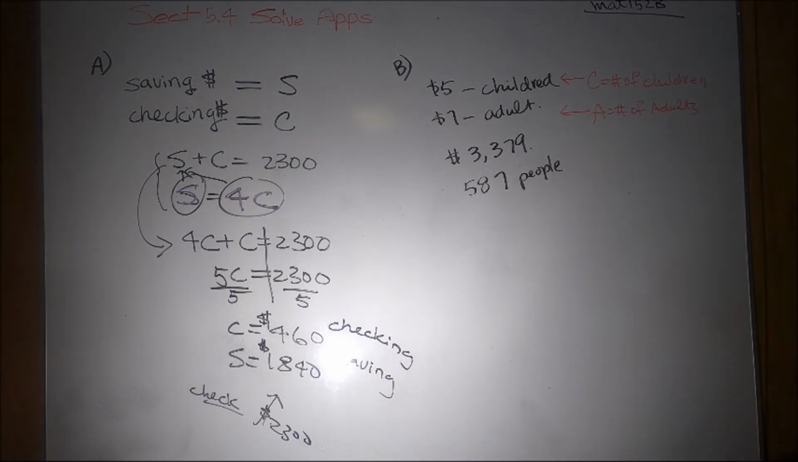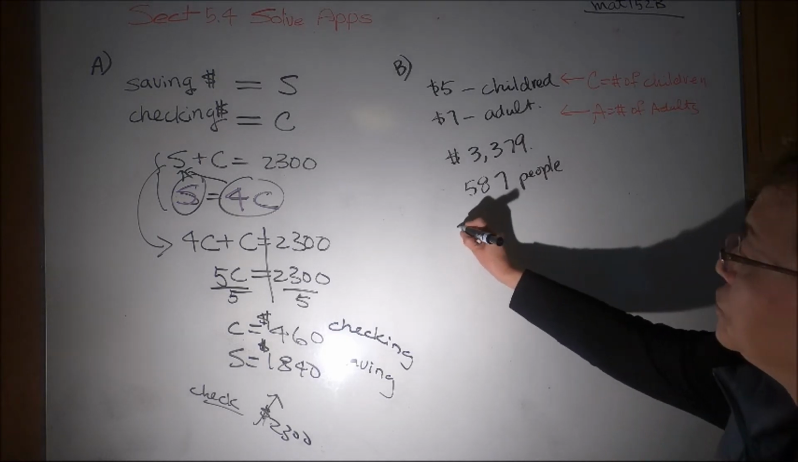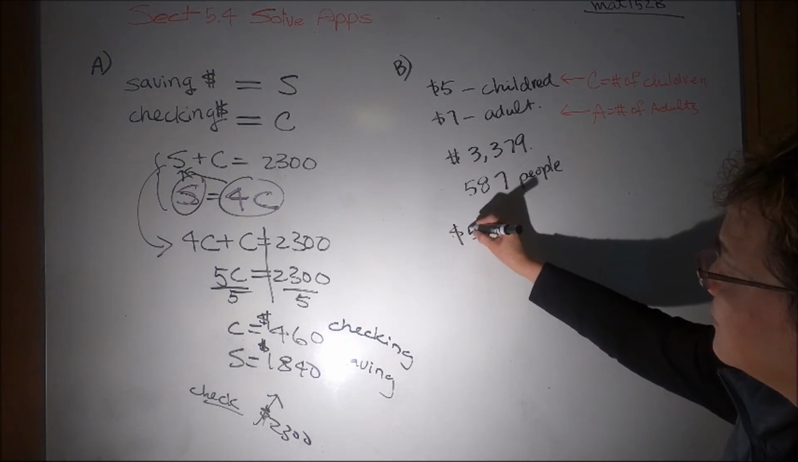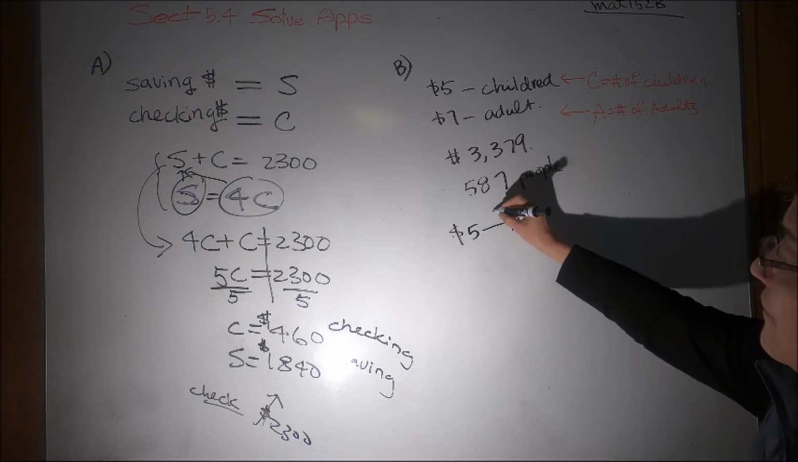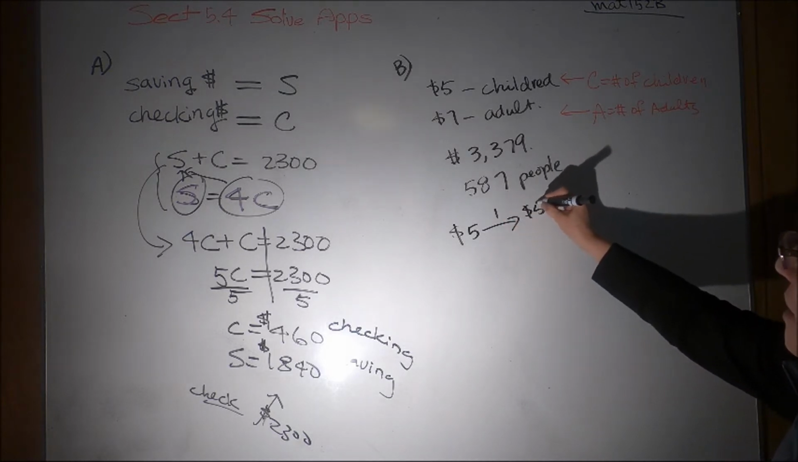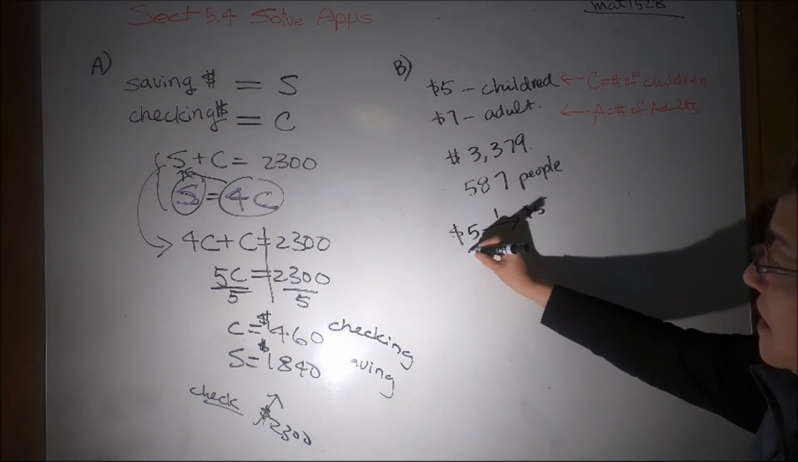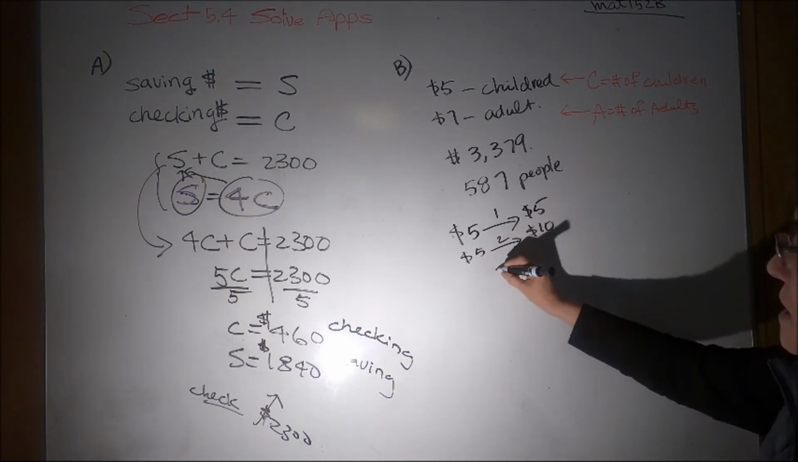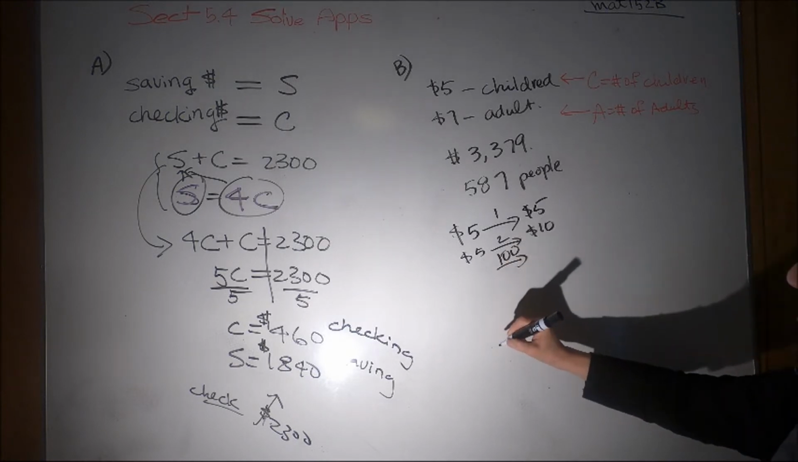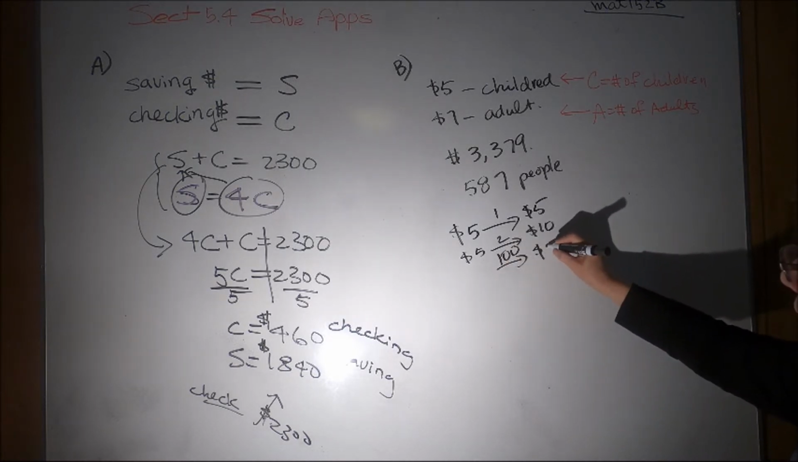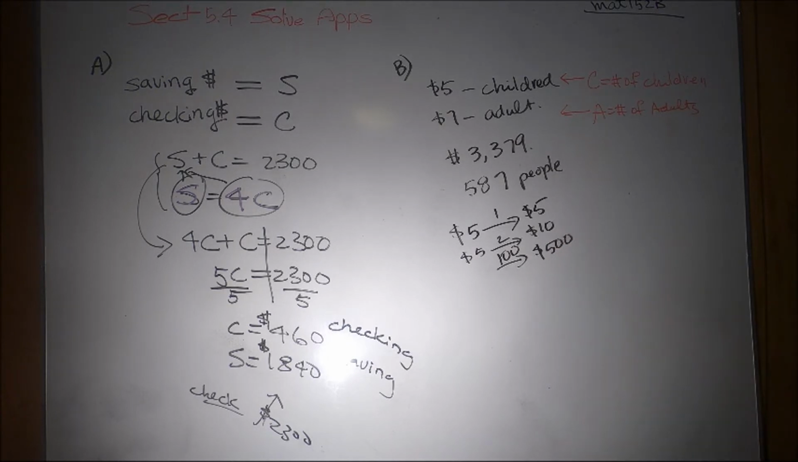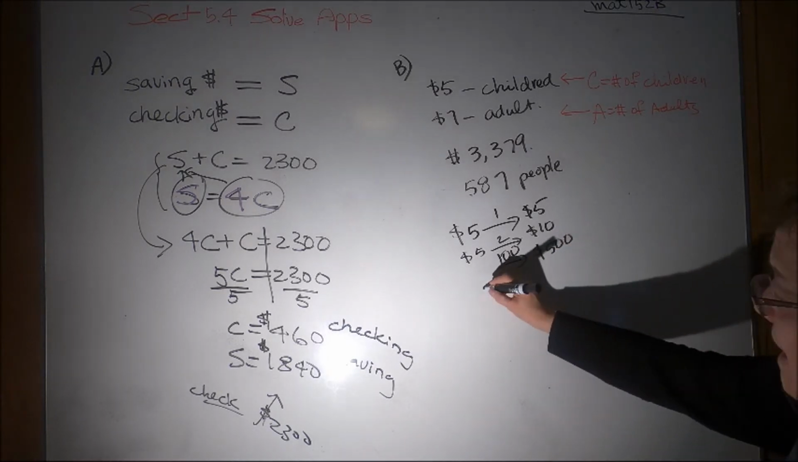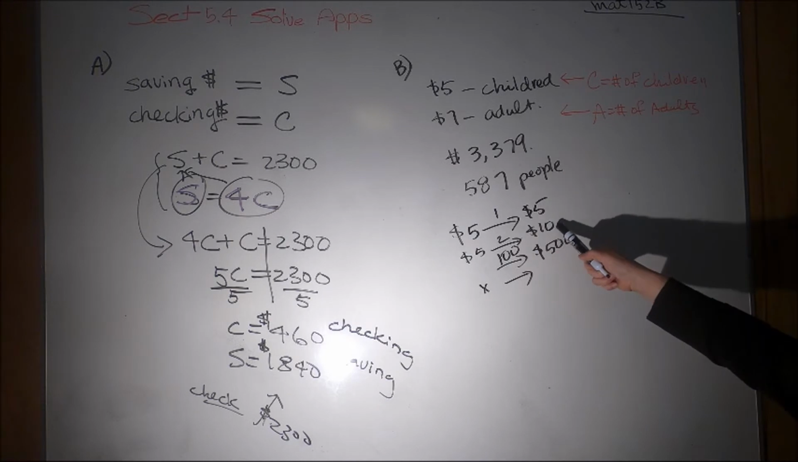Variables, you need to make 2 equations. How do we make 2 equations? If each child is $5, if you have one person, you have $5, right? If you have 2 persons, you have what? $10. If you have 500 people, how much will you have? $2500, right? If you have X people, how do you get 5, 10, 500?